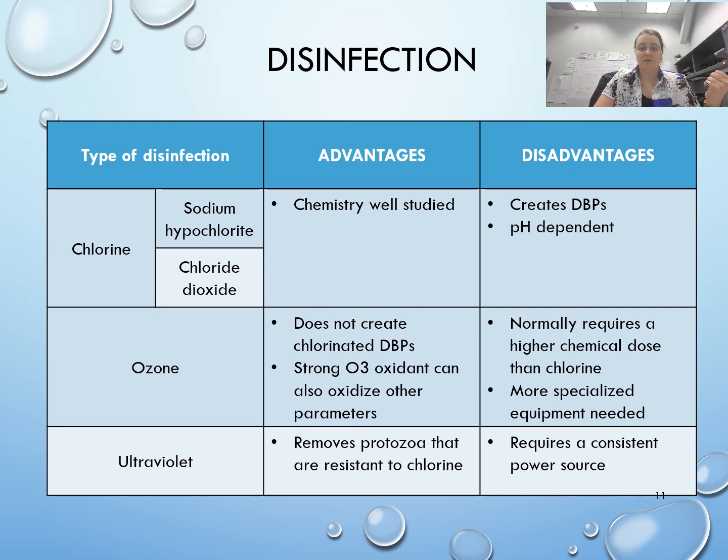Ultraviolet has the advantage of removing protozoa that are resistant to chlorine, but it has the disadvantage that it sometimes needs a constant and consistent power source. So if you're in very rural areas, sometimes these are hard to implement if you have power outages.